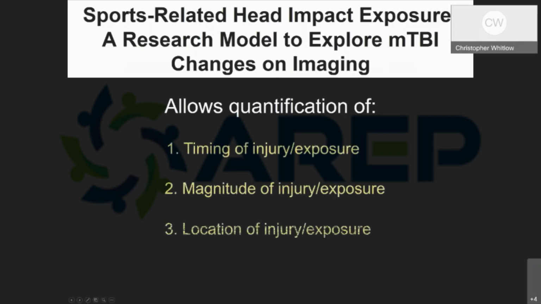Okay, there we go. So I just wanted to switch gears and talk about sports-related head impact exposure as a model to begin to understand the effects of TBI in general, and a way to validate our advanced imaging methods, the one that we talked about. And that's when you combine biomechanics of the head impact exposure with sensors, along with cognitive testing and then imaging. And those three combined really allow you to do something that's really unique.